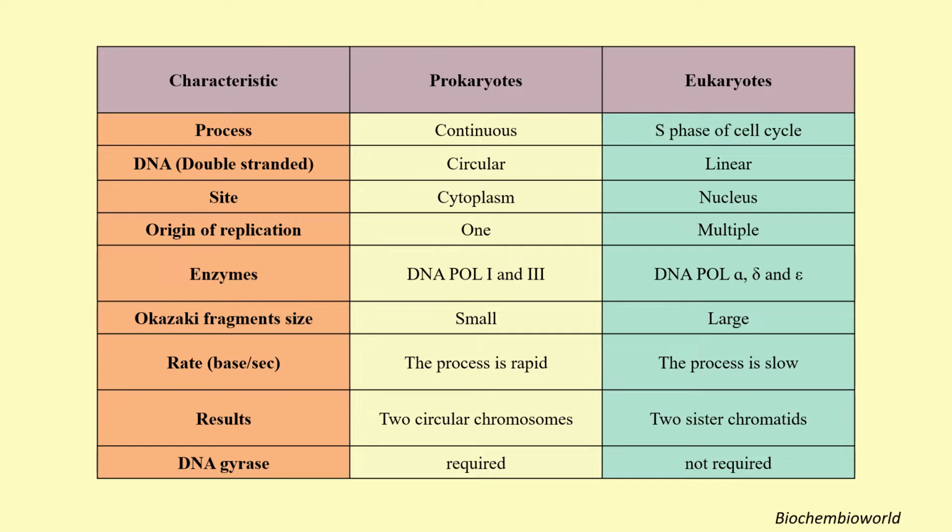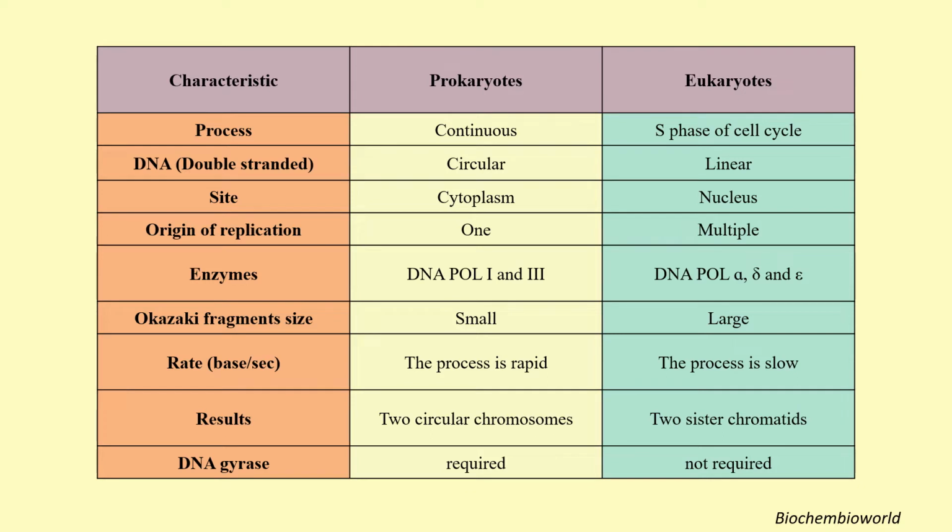What kind of process, or when it happens, which phase, at which stage it happens. So in prokaryotes, DNA replication is a continuous process. There is no specific phase at which we can note down the DNA replication. Whereas in eukaryotes, it occurs in the S phase of the cell cycle. Usually the cell cycle is interphase G1, S, G2 and M phase, and DNA replication takes place in the S phase of the cell cycle.